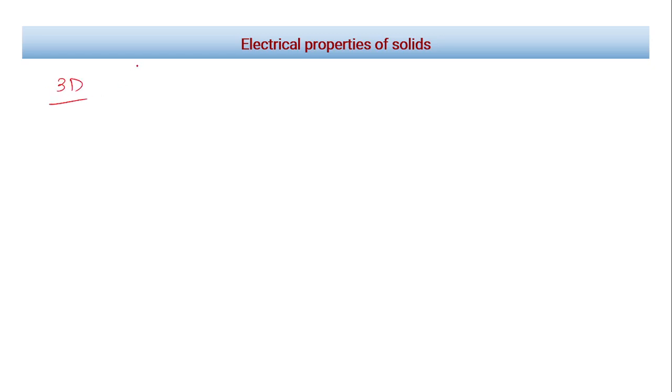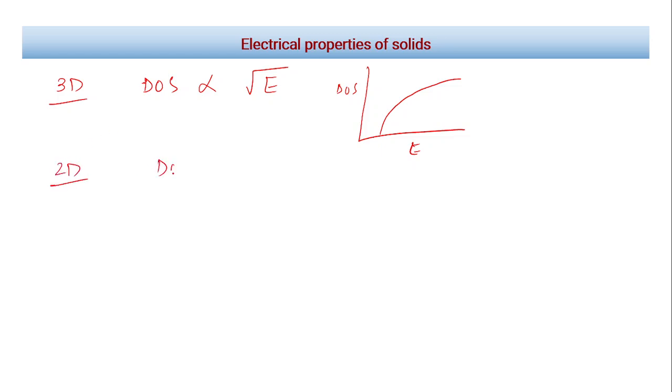When we derive density of states for a 3D material, the density of states is proportional to the square root of the energy of that system, and the graph of density of states versus E looks something like this. For 2D, when we calculate this, the density of states is independent of E, and thus the graph looks like this.